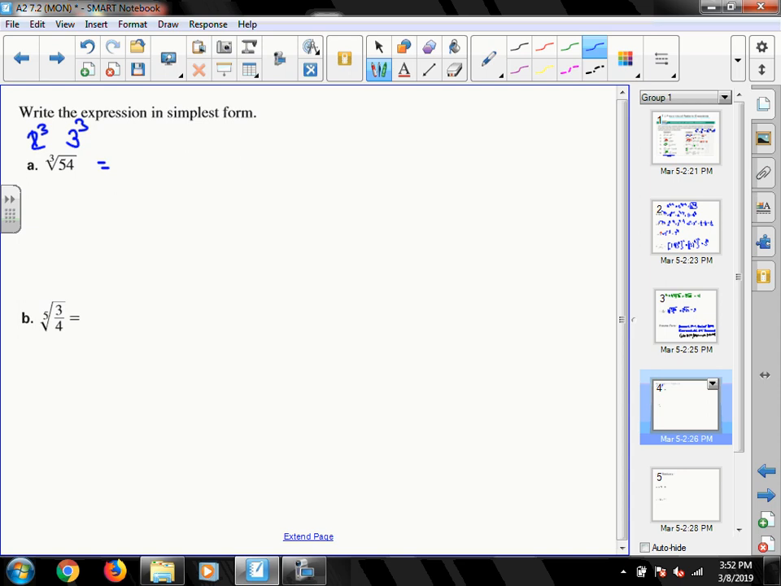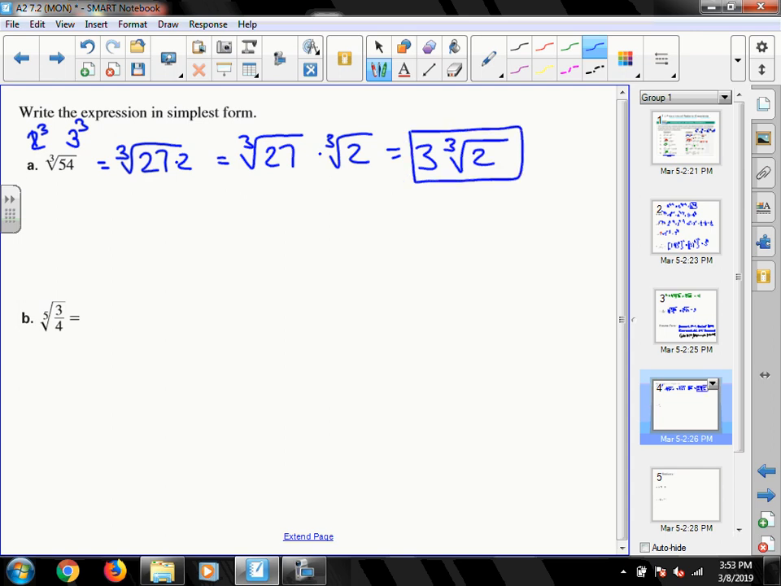Okay, the perfect cube within 54 is actually 27 times 2. 27 being that perfect cube. I can break this into the cube root of 27 times the cube root of 2. Cube root of 27 is 3. I don't know what the cube root of 2 is. It doesn't come out nice and perfect, so I just leave it as 3 times the cube root of 2.